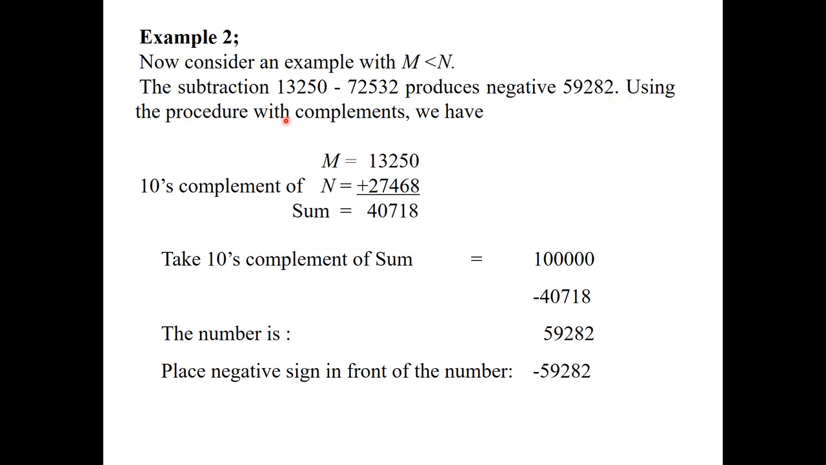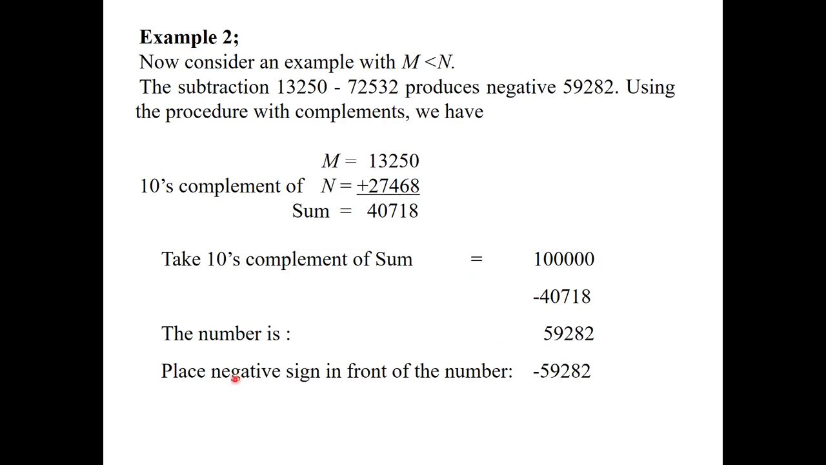So using the procedure again with complements, now the M is 13,250. Tens complement of this number is 27,468. The sum is 40,718. So now for this one, you have to take the tens complement again of the sum. So tens complement of this will be 10 to the power 5 minus 40,718, which is 59,282.